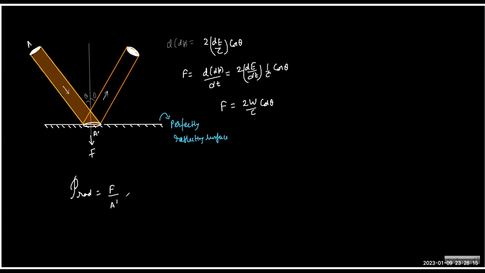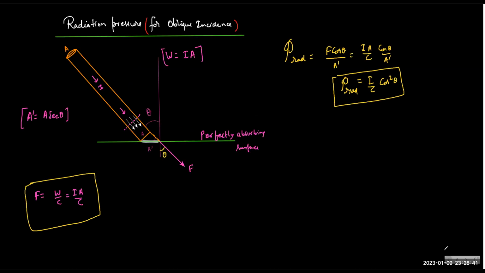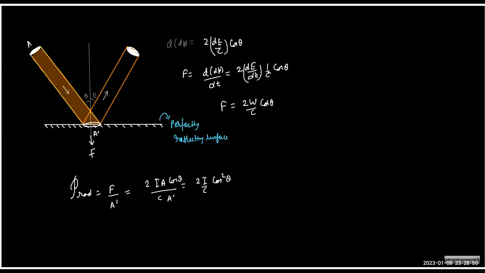So the radiation pressure will be force by A dash. The power we can replace by 2IA cos theta by c A dash. And you know the answer will be 2I by c cos square theta. Which is definitely double of the perfectly absorbing scenario, right? In the perfectly absorbing case, the answer was I by c cos square theta. Now the answer is 2I by c cos square theta. So that's very logical. You can always remember that whenever there is a reflection, it will be double.